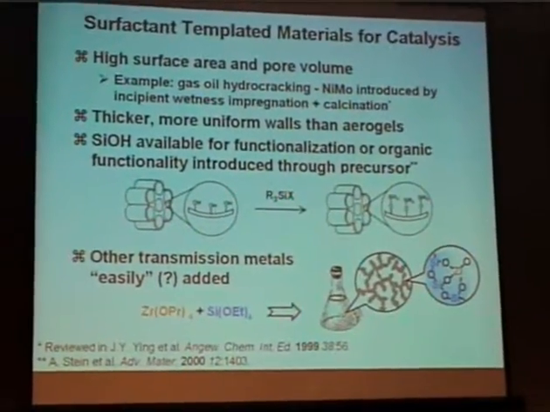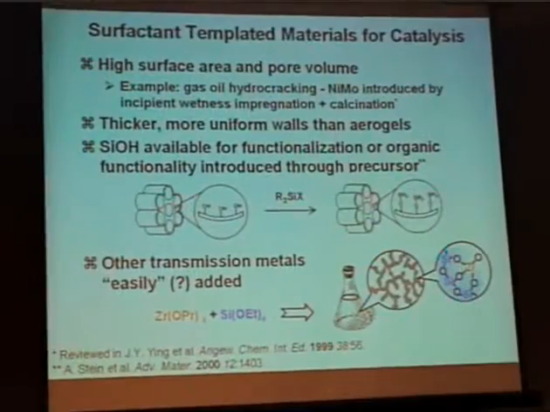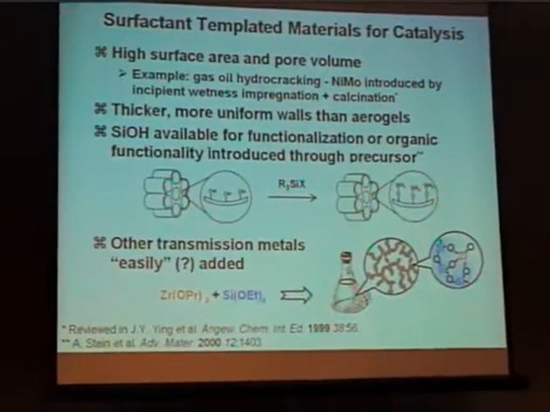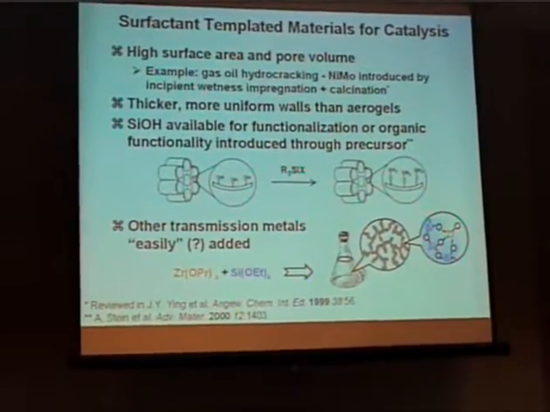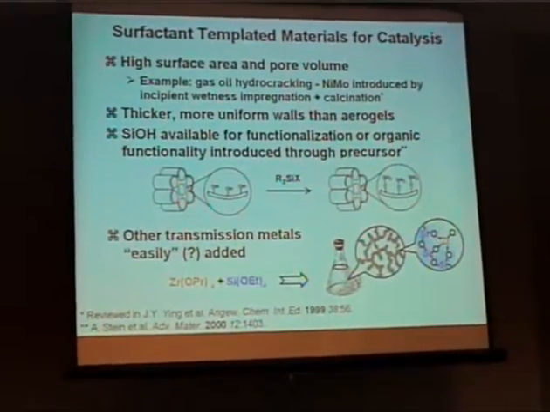So this is just one example. I'm going to show a few more examples later, but it's one thing that you can do is just take the silica and put something onto it, and it acts as a support. One of the advantages of this kind of materials, you can make a related material which is an aerogel that also has a very high surface area and is made by a similar technique. But the advantage of the surfactant templating is that you have more uniform walls, and they tend to be thicker than in aerogels. So that's better for a catalyst for the long-term stability of the material.